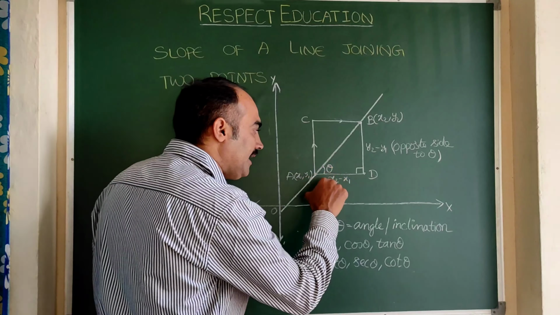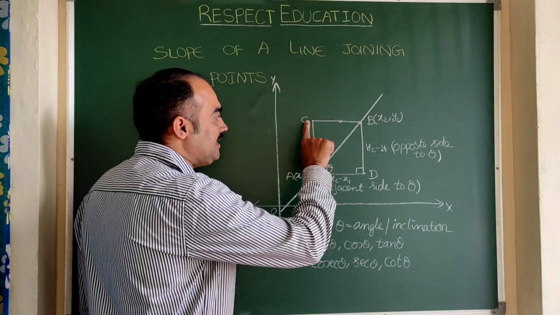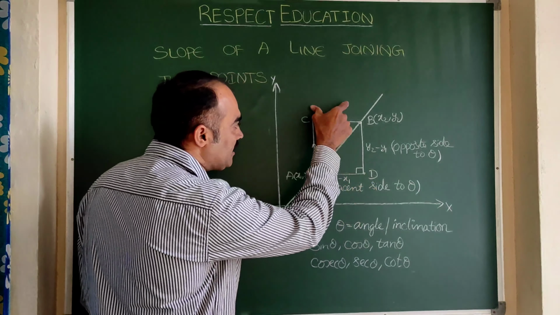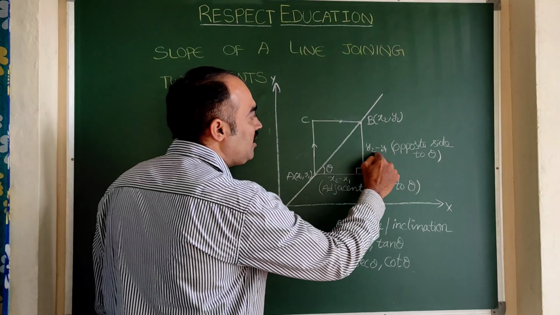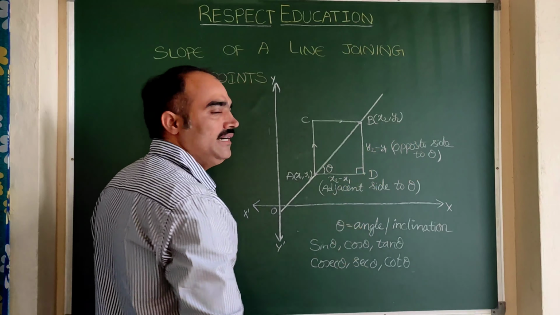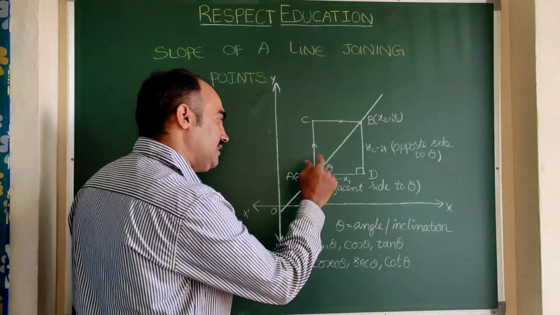Here, see, so many changes have been done. This theta is shifted from here to here because corresponding angles are equal. Corresponding sides: y2 minus y1 is moved here, x2 minus x1 is moved here. Now we got a right angle triangle, that is A, D and B. For this theta, y2 minus y1 is the opposite side. For the same theta, x2 minus x1 is the adjacent side.